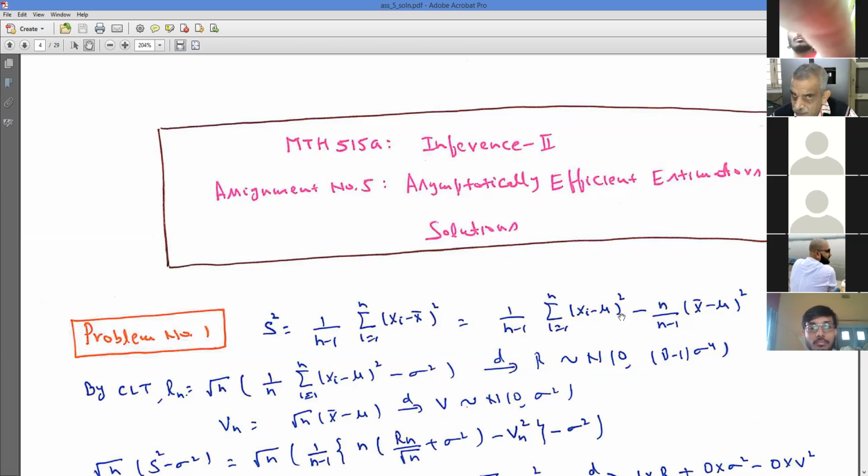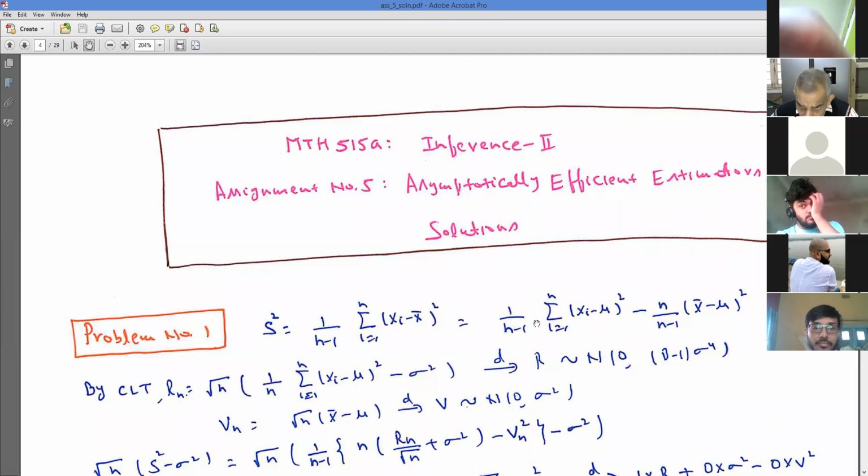Is that clear? Yes, sir. I can apply the central limit theorem to these xi minus mu whole squares because x1 minus mu whole square, x2 minus mu whole square are IID. Because there is a mu over here, there is no x bar over here. I cannot apply the central limit theorem to xi minus x bar because those are not IID.